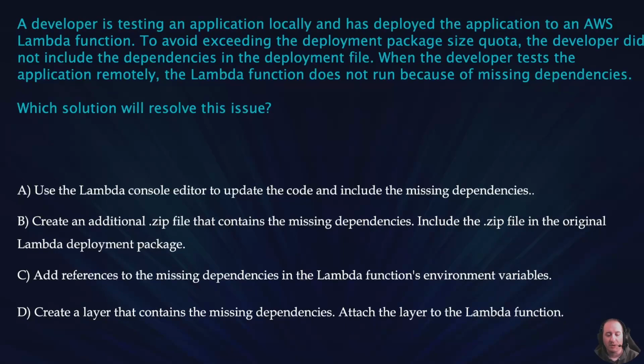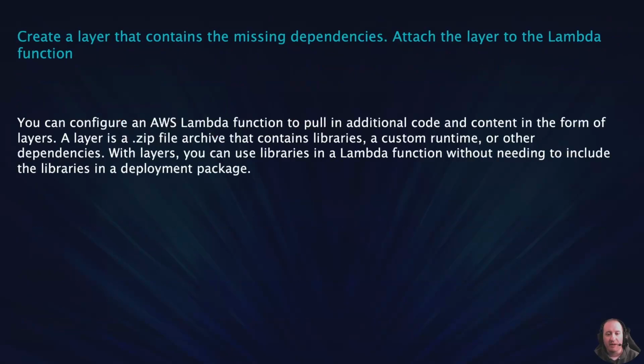Out of these four options, the best that would help us out is D, to create the layer that has the missing dependencies and attach it to the Lambda function. You can do this by configuring an AWS Lambda function to pull additional code and content in the form of layers. A layer is simply a zip file archive that contains libraries, such as custom runtimes or other dependencies that are required for the Lambda function. With layers, you can use libraries in the Lambda function without needing to include the libraries in the deployment package. It's a great way to get around the size limit when you first deploy.